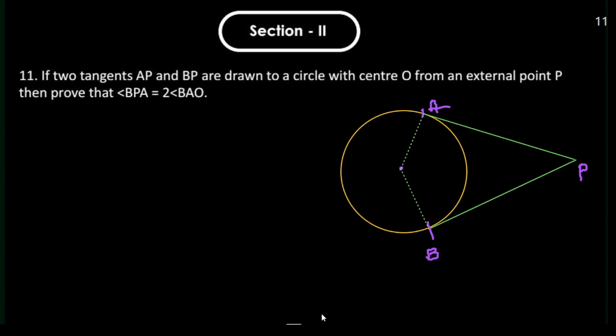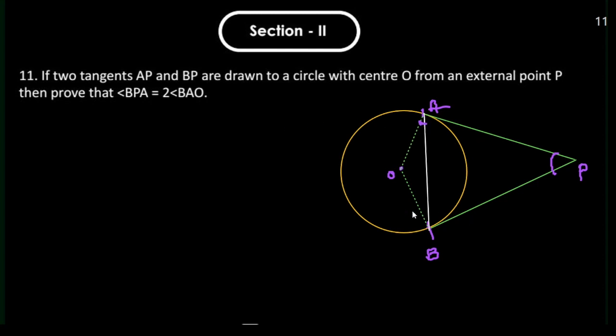Now I'm just joining the points A and B. So this is the construction. Now he's asking us to prove that this angle is equal to twice this angle. Okay, not this, this BAO, right? It is angle BAO, this angle. Okay, so let's just prove it.